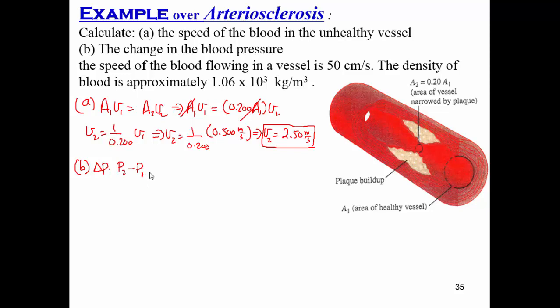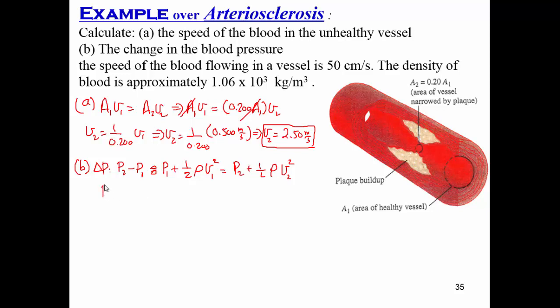So now if you look at Bernoulli equation, which is P1 plus 1/2 the density of the fluid, in that case the blood, times the velocity in the first region squared, this is equal to P2 plus 1/2 the density of the blood times its velocity in the second region squared. And now we rearrange the equation to solve for P2 minus P1. So we can move P1 to the other side, and then move 1/2 ρ V2 squared to the other side.